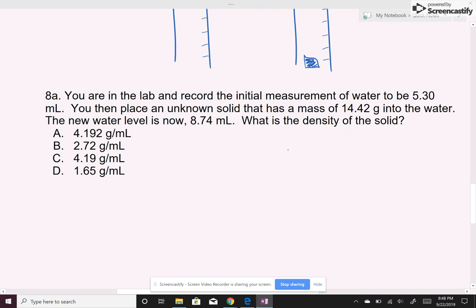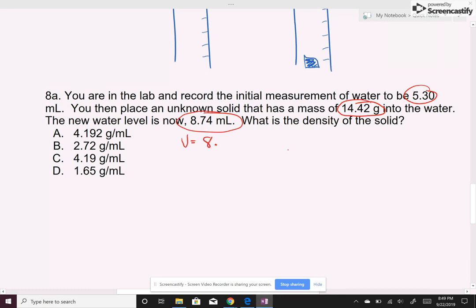So our question says you're in the lab and you record the initial measurement of water to be 5.30 milliliters. Then you place an unknown solid that has a mass of 14.42 grams into the water. The new water level is now 8.74 milliliters. What is the density of the solid? So for this one, to start off, we need to find the volume of our solid.